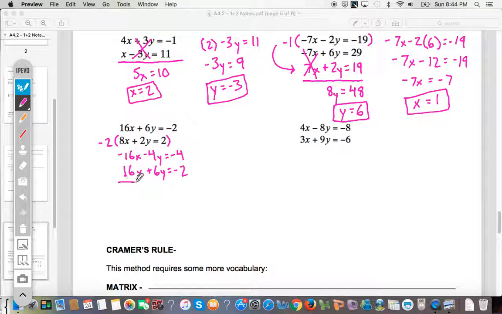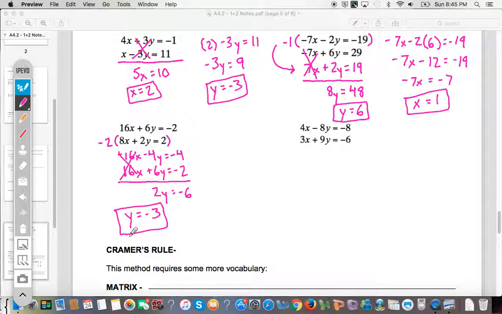Okay. So now I can eliminate. Negative 16x plus 16x cancels. Negative 4y plus 6y is 2y. Negative 4 minus 2 is negative 6. So y equals negative 3. Okay.